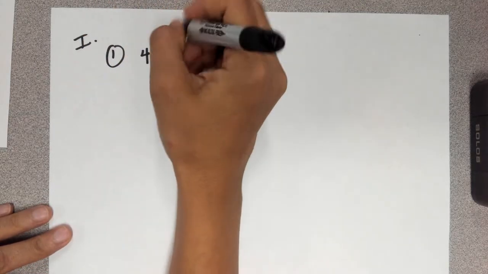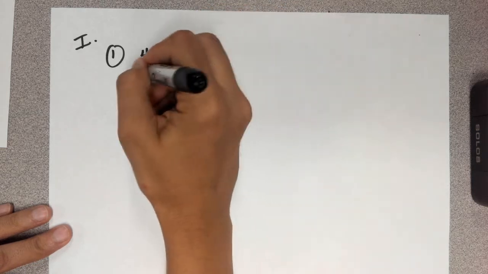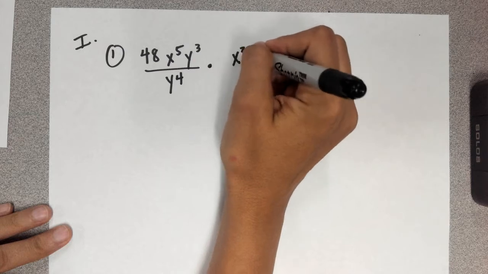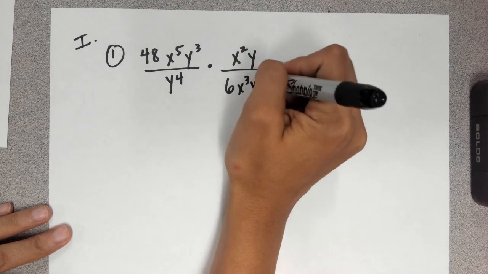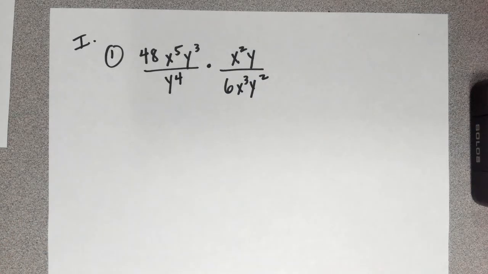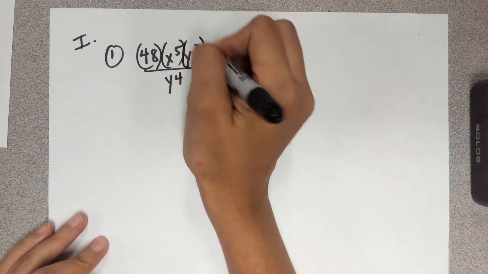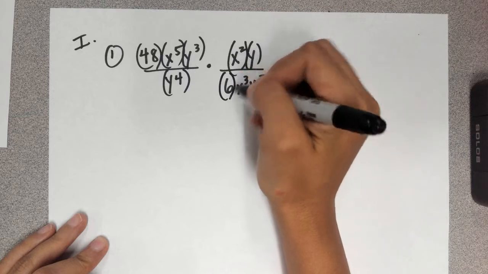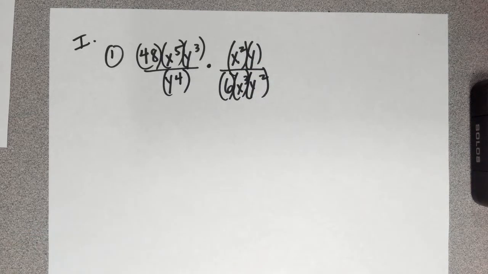So I have 48 x to the 5th, y to the 3rd, over y to the 4th, times x squared y over 6x cubed y squared. Alright, so remember the goal here, everything is in its own little factor bubble. So the goal here is to try to cancel stuff out. You can cancel stuff only on the top and the bottom, and it has to be the same thing.